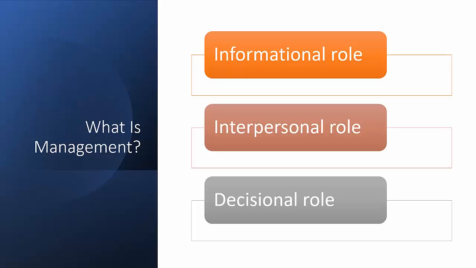But when you're talking about the interpersonal role, they are figureheads. They are the leaders. They are the liaison, the ones who develop and maintain the network outside the office. And when you're talking about the decisional roles, they are entrepreneurs, resource allocators, and negotiators. So these are called decisional roles. Overall, management roles are divided into 3 parts, and that is how it works in the company.